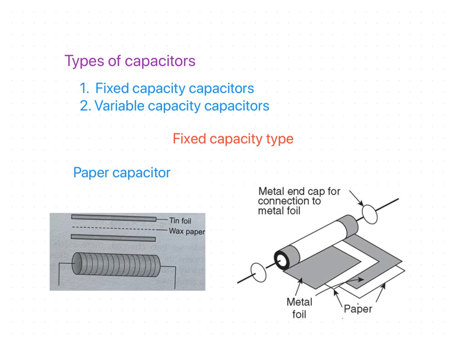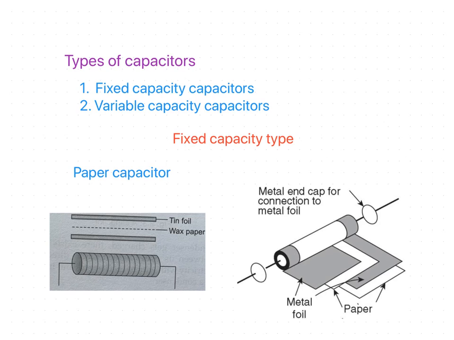Now we will see the types of capacitors. There are two types of capacitors: fixed capacity capacitors and variable capacity capacitors. So now we will move on to the fixed type of capacitors. Here the capacity is fixed. There are different types of capacitors here.